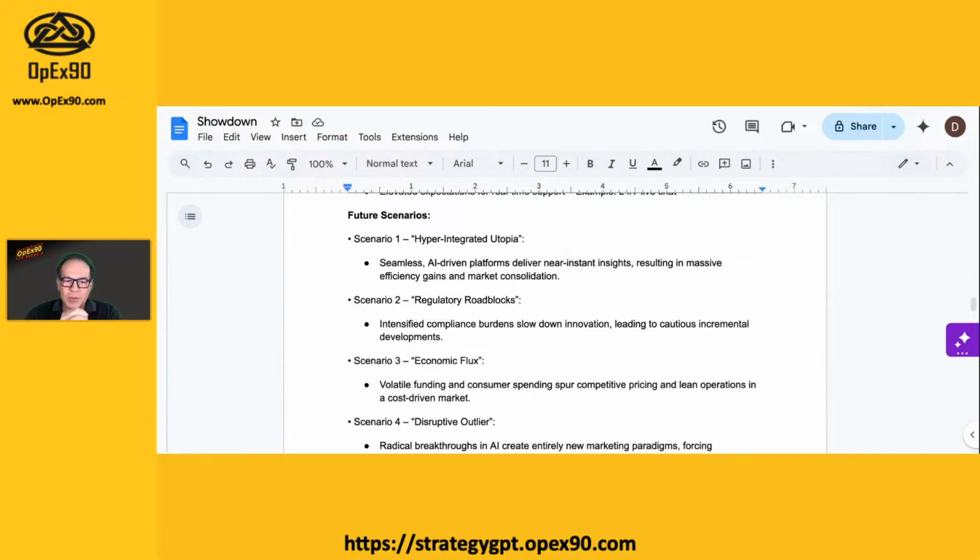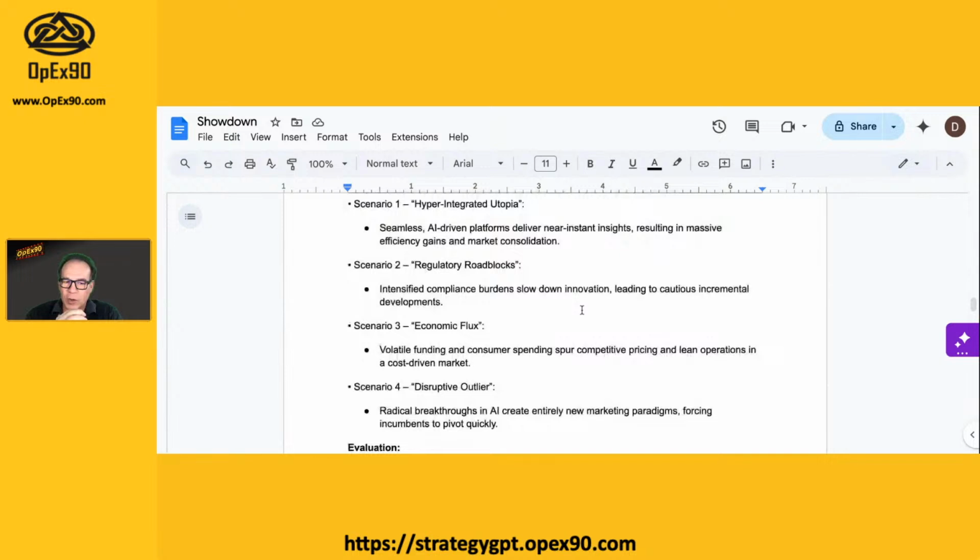Hyper-integrated utopia. It's saying this is a possible scenario. So if you're in this all-in-one digital marketing platform, this is a possible scenario where we're looking into the future, that AI-driven platforms have near-instant results and insights, right? There's going to be huge efficiency gains. Or here's another one, a regulatory roadblock, that all of a sudden there are all these data privacy issues, and digital marketing and geofencing stuff is going to put up all these expensive regulatory hurdles.